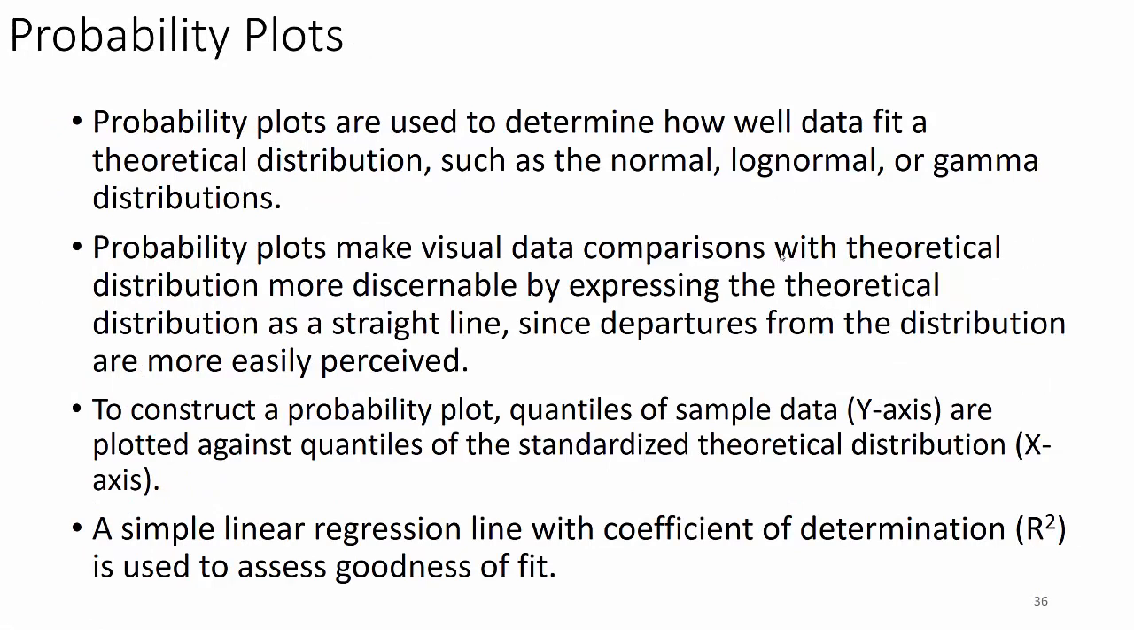Probability plots are used to determine how well data fit a theoretical distribution, such as a normal, log normal, or gamma distribution. Probability plots make visual data comparisons with theoretical distributions more discernible by expressing the theoretical distribution as a straight line, since departures from the distribution are more easily perceived. To construct a probability plot, quantiles of sample data on the y-axis are plotted against quantiles of the standardized theoretical distribution on the x-axis. A simple linear regression line with a coefficient of determination, r squared, is used for goodness of fit.